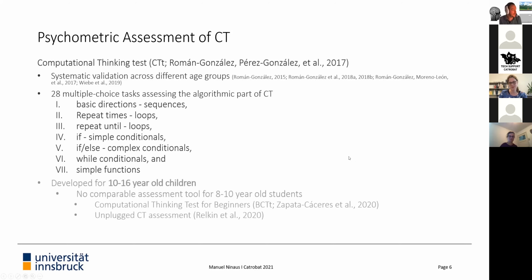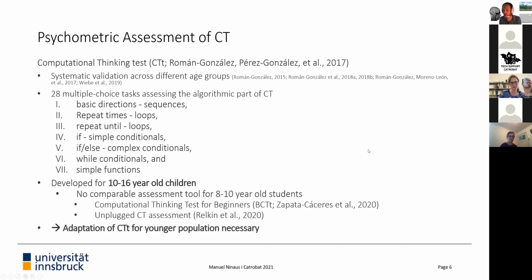Just for completeness, we also heard today that in the meantime, some tests have been developed for younger children, such as the Computational Thinking Test for Beginners by Sabata and Cáceres, but also the unplugged CT assessment by Relkin. Anyway, as I said, at the time we decided to adapt the CTt by Roman Gonzalez and created an abbreviated German version of the CTt for 3rd and 4th graders.